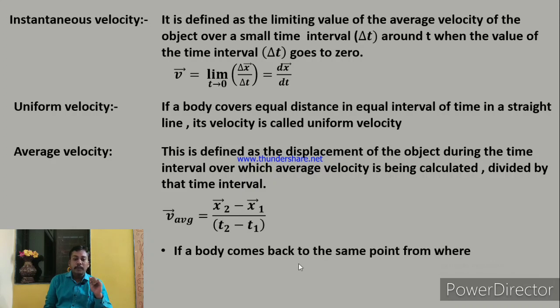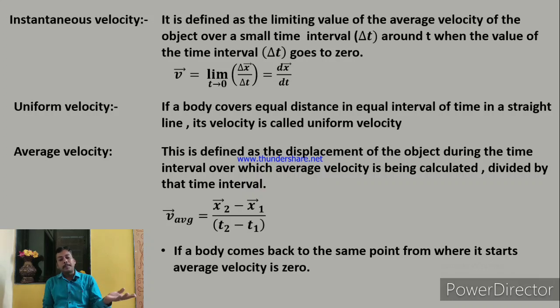Now if a body comes back to the same point from where it started, the average velocity is 0. During the motion, if the body returns to its initial position, then the average velocity becomes 0. Like in a circular motion, the body returns to its original point.